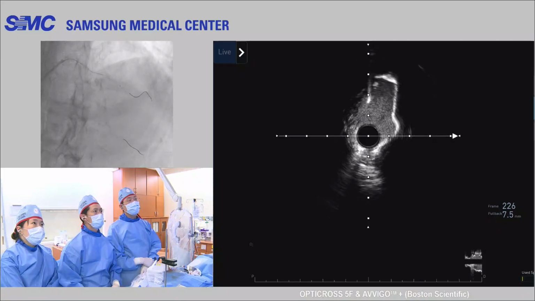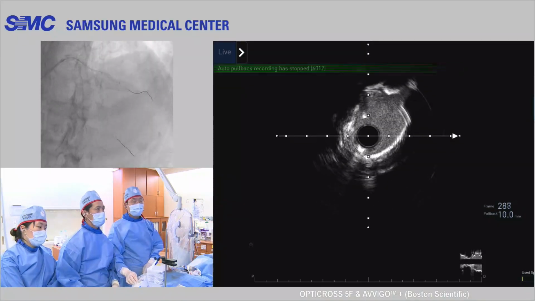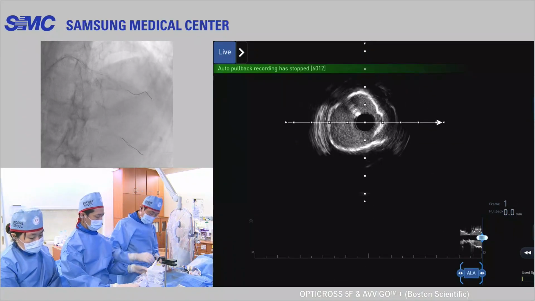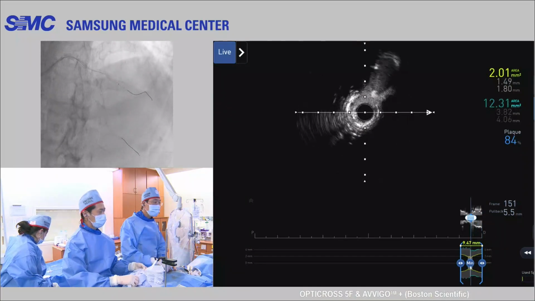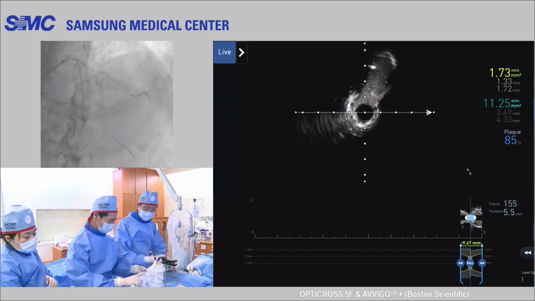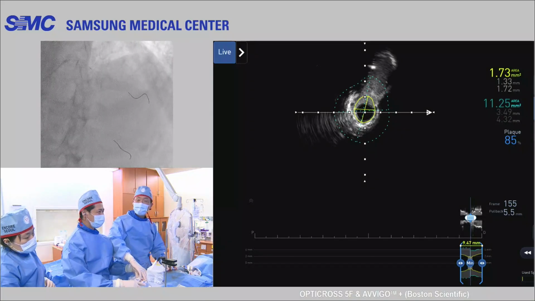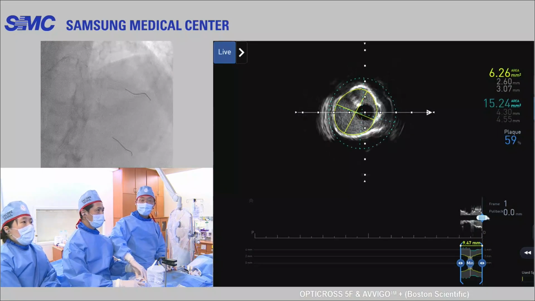This is ostium. Still a little bit larger than that. Can you measure the MLA here? Can you measure the vessel size just distal to the diagonal branch? Vessel size is 3.5, larger. It's a big vessel.